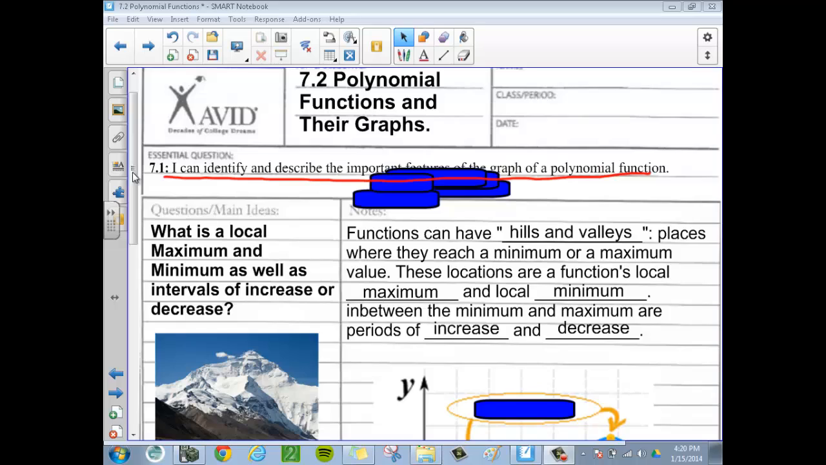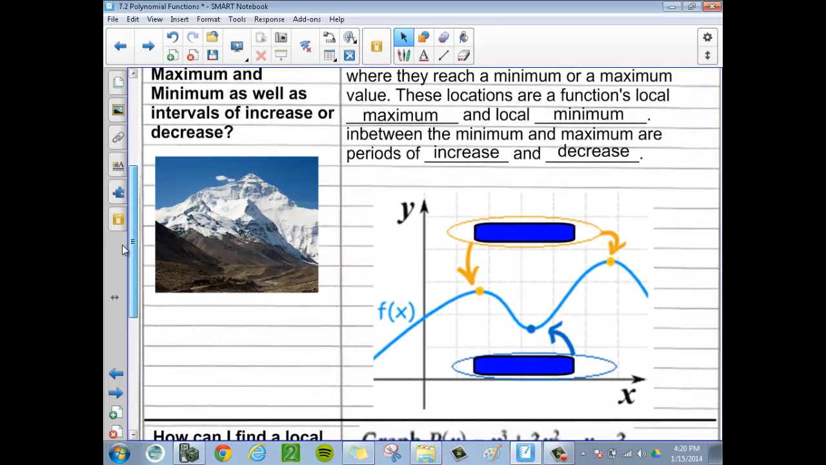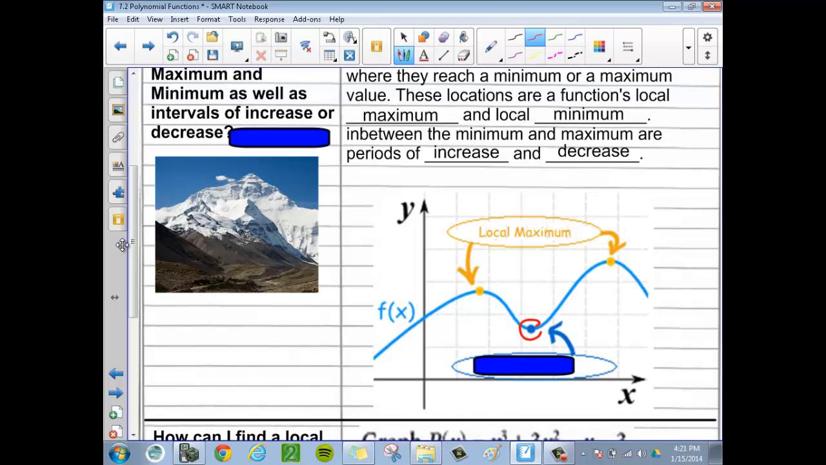So let's try to identify those things on this graph right below here. This is just a polynomial. It looks like it's a fourth degree. And we need to identify some minimums and maximums, local mins and maxes, and some intervals of increase and decrease. Well, if you look at these two yellow dots, these are at the top of a hill, and those would be a localized max point. So these are local maximums. And if you look at this blue point down here at the bottom, this is at the bottom of a valley, and you could consider that to be a local minimum. So those are what the maximums and minimums are.